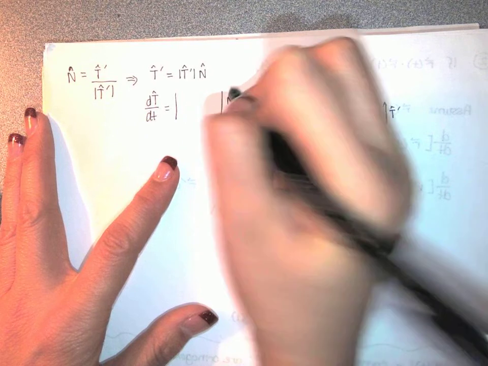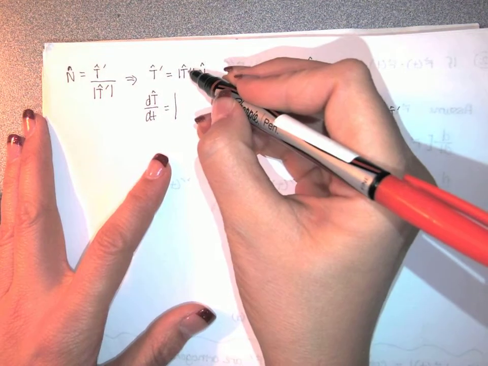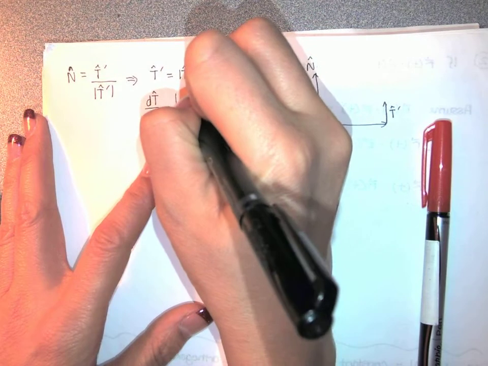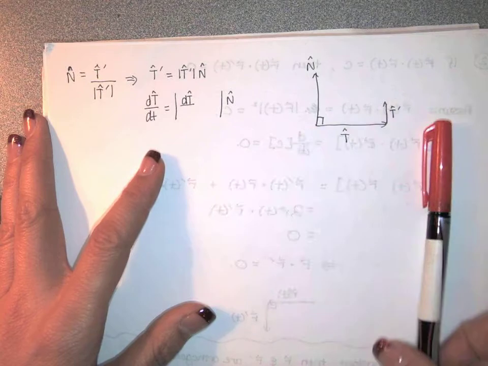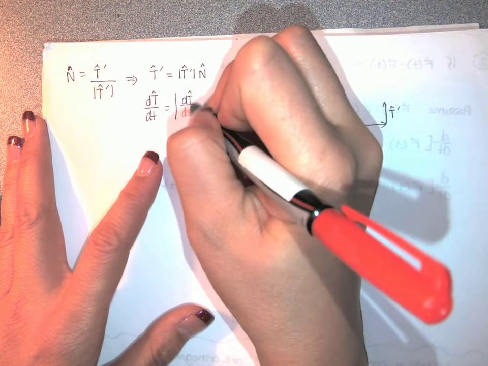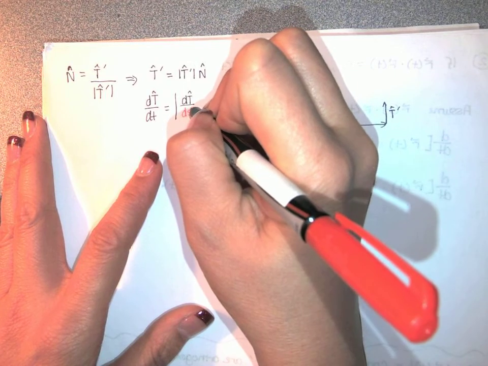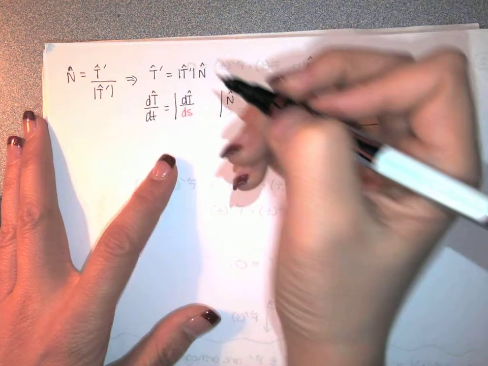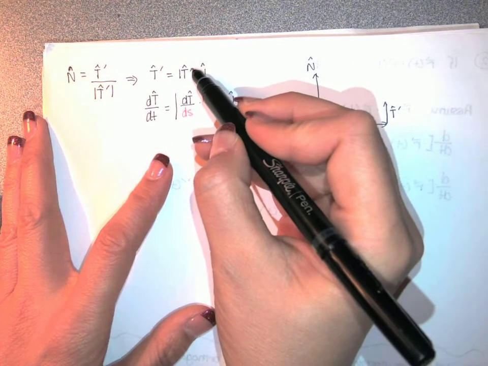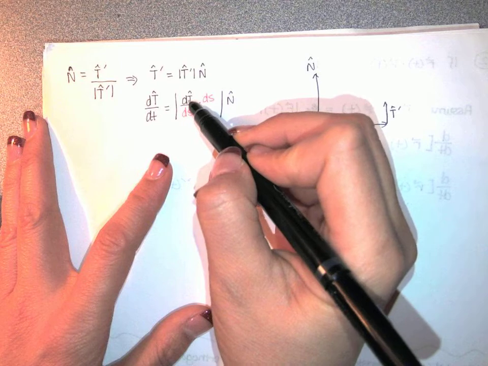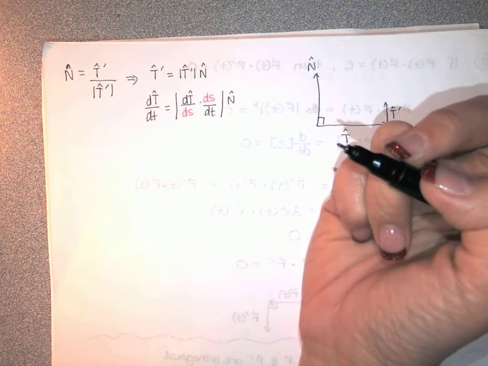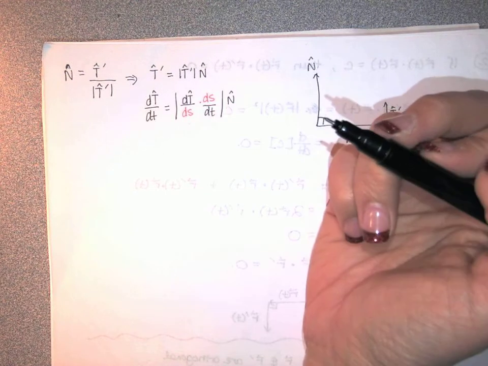Now, according to the chain rule, instead of calling this the derivative of t hat with respect to t, I could call it the derivative of t hat with respect to a small change in length along the curve. So we're traveling along the curve through some arc of distance or length s. According to the chain rule, the derivative of t hat with respect to t is the derivative of t hat with respect to arc length times the derivative of arc length with respect to time.